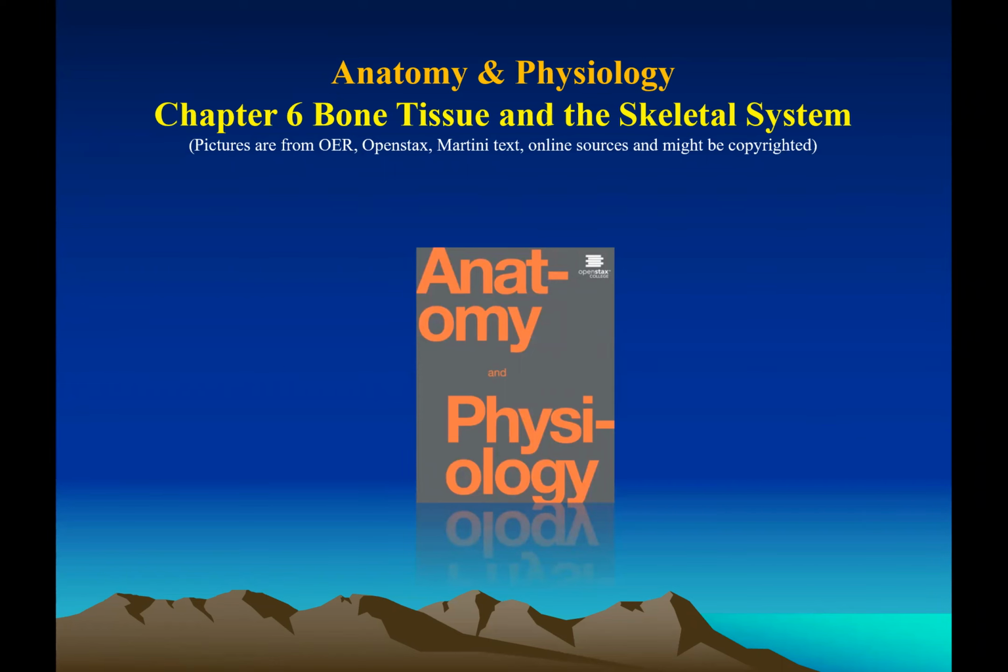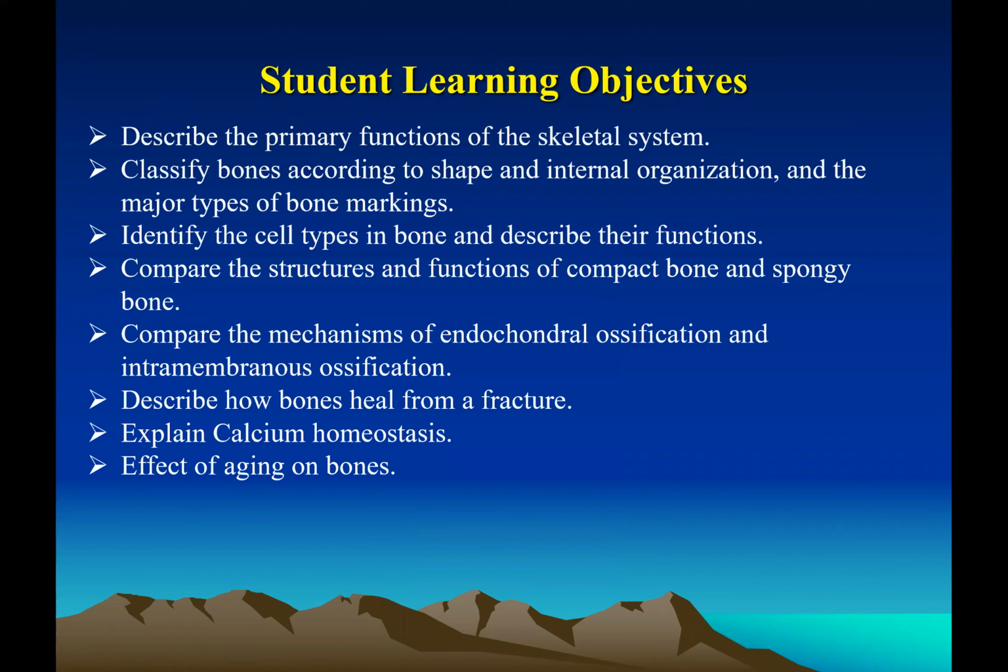Chapter 6: Bone Tissue and the Skeletal System. The learning objectives in this chapter are to understand the main functions of the skeletal system. We'll study how bones are classified depending on their shape or internal organization.